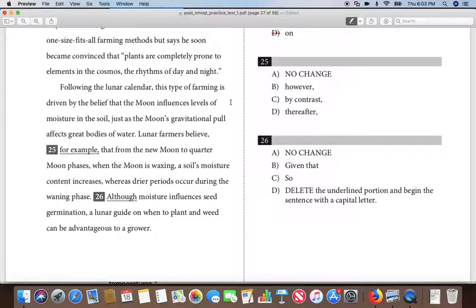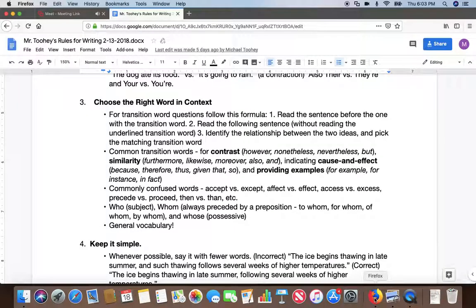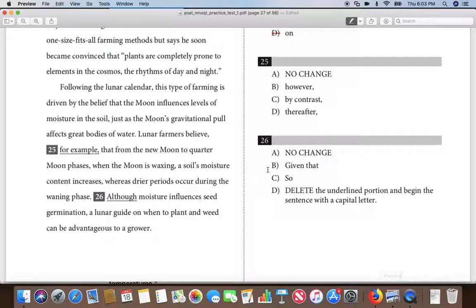So we've got 4 main relationships that generally these transition words are going to describe. It's either a relationship of similarity, contrast, providing examples, or cause and effect. And those are all in the rules for writing. Here's contrast, similarity, cause and effect, providing examples. What do you think the relationship between those two sentences is?